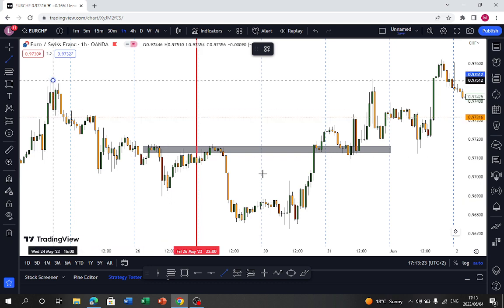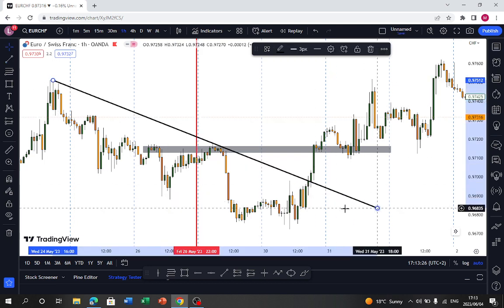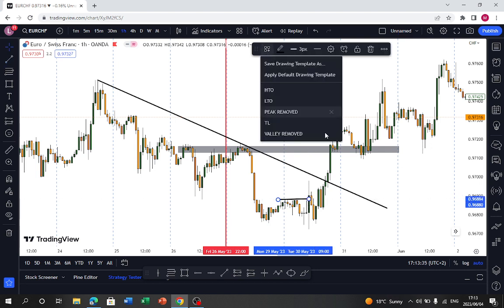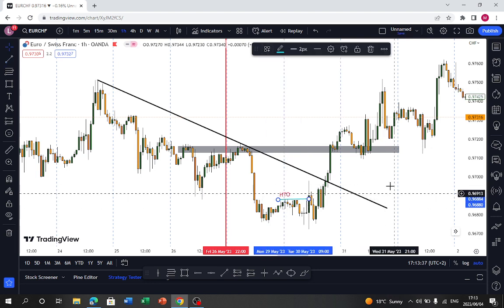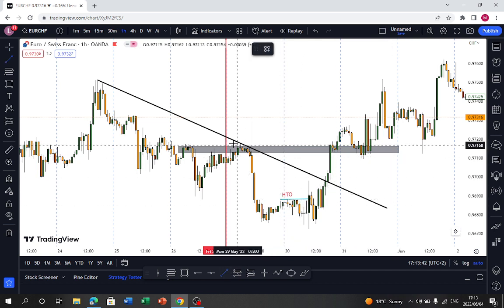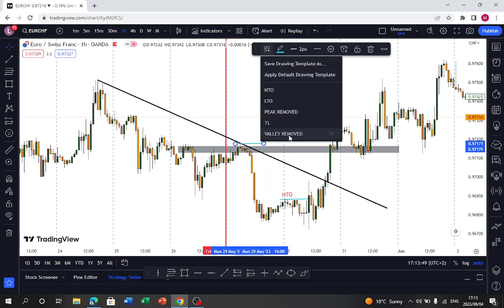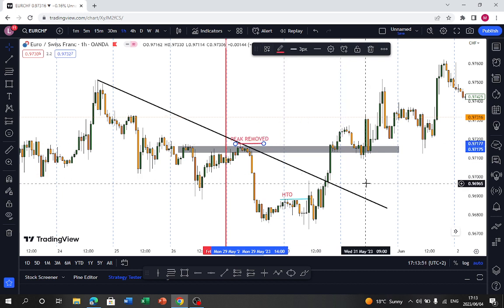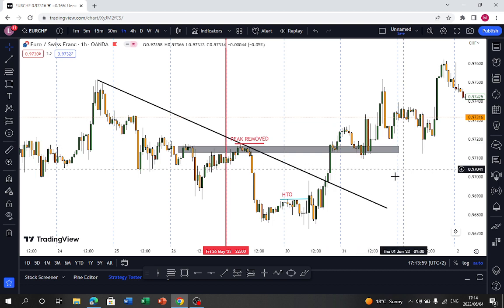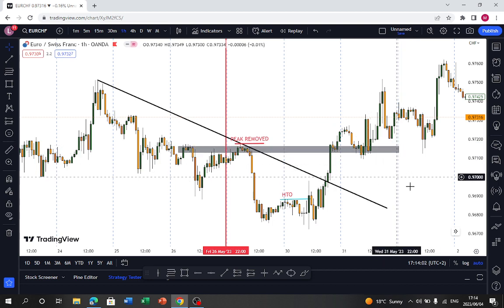Let's draw a trend line first. If you pay attention, the trend line has been broken. A high has been taken out, HTO, high taken out. Then after that, doors upside open. A peak has been removed. So this whole thing on Tuesday is telling you that the market is ready to buy. So what you have to do is wait for the point of interest to be tested.